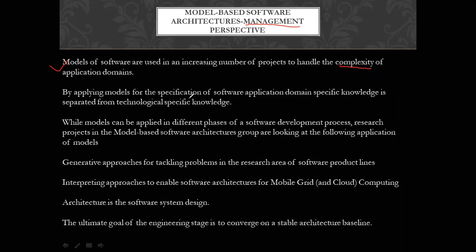By applying the models for the specification of a software application, domain-specific knowledge is separated from technology-specific knowledge. So we get clarity about both: where what is happening, what the domain-based parameters are, and what the technical parameters are. Both get clarity when the architecture is proper and efficient. While models can be applied in different phases of the software development process, research projects in the model-based software architecture group are looking at the following applications of the model.